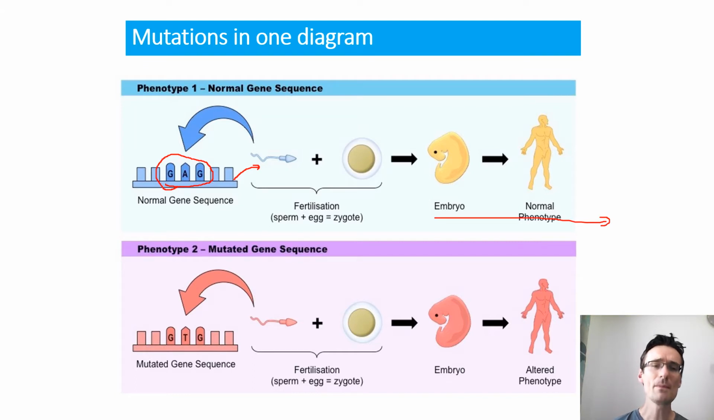However, if that mutates, and let's say it's a substitution mutation where that A becomes a T, that then changes that codon, which you should now know codes for one amino acid. That alters, in this case, the colour of the sperm, which alters the colour of the embryo, which alters the phenotype of the person being born. So just one base being changed can trigger that change, and that is what a mutation is.